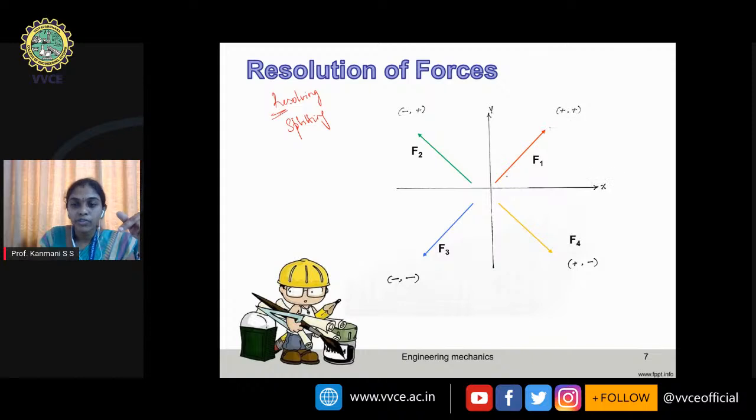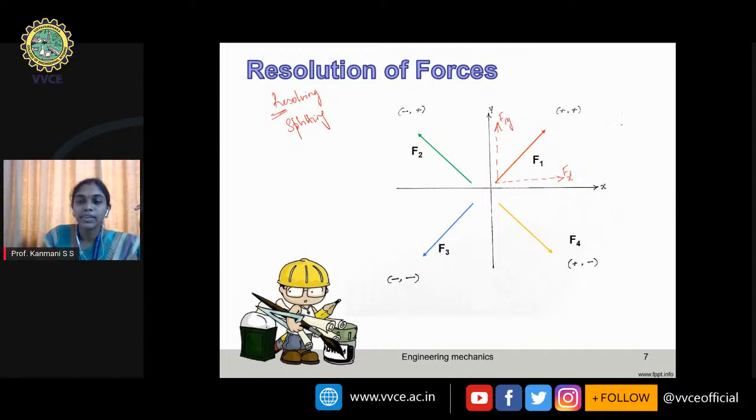Now, if I want to write the components of force F1, all that I will do is go to the tail of the force and draw a line here which is parallel to the x-axis and another line here parallel to the y-axis. Observe that and just write the arrow marks that we have here, parallel to that. So this is positive x, so I'll call this F1x, this is F1y.